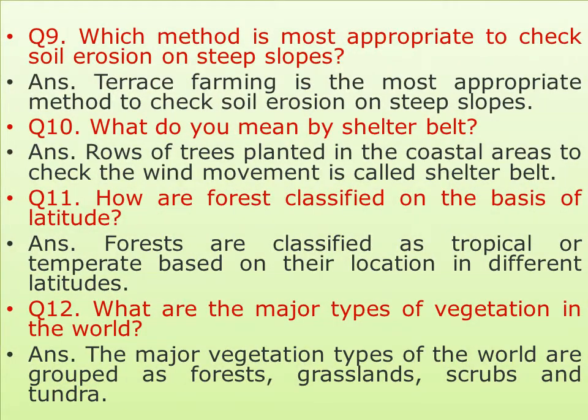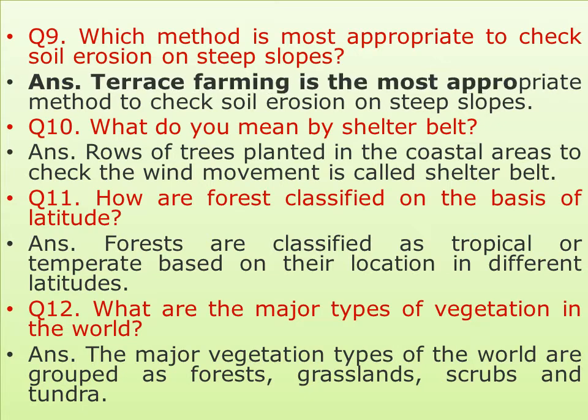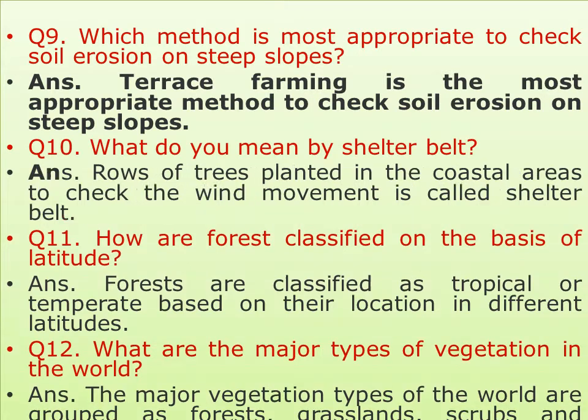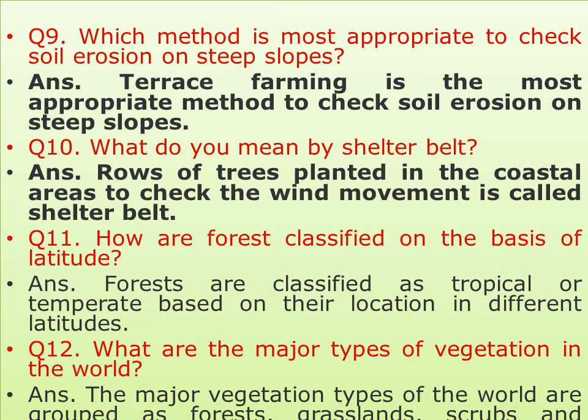Number 9. Which method is most appropriate to check soil erosion on steep slopes? Answer: terrace farming is the most appropriate method to check soil erosion on steep slopes. Question number 10. What do you mean by shelter belt? Answer: rows of trees planted in the coastal areas to check the wind movement is called shelter belt.